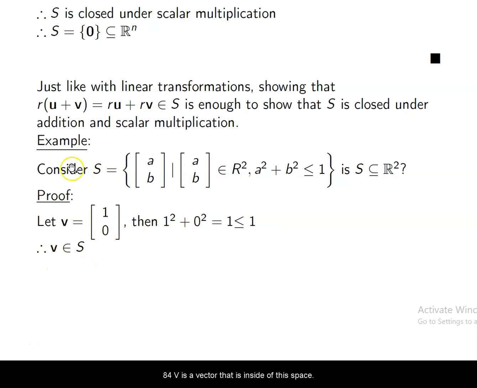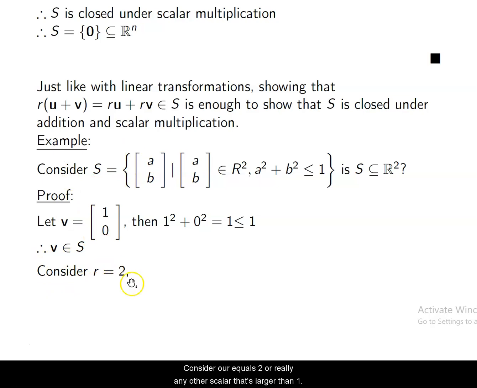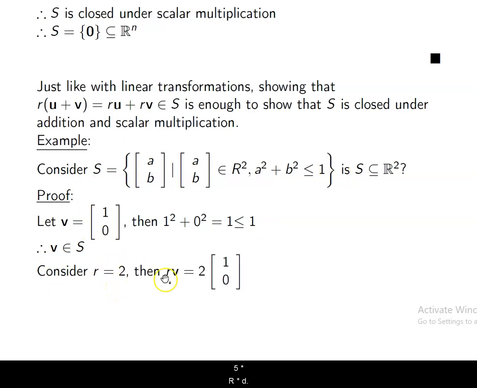Therefore, v is a vector that is inside of this space. Consider r equals 2, or really any other scalar that's larger than 1. If I multiply r times v, I will have a vector that is not in S, right? Because if I were to square this, I'd get 4 plus 0, which would then be larger than 1, so it would not be in S.